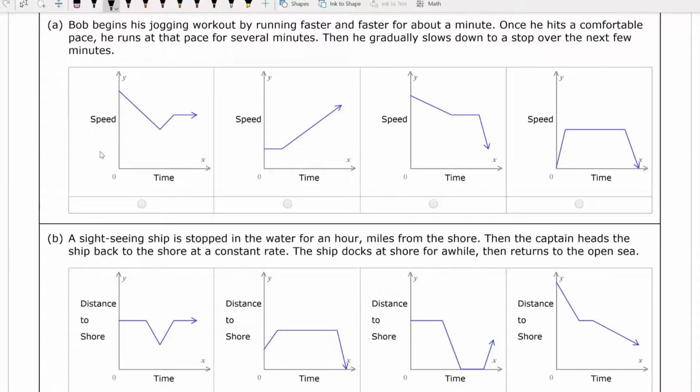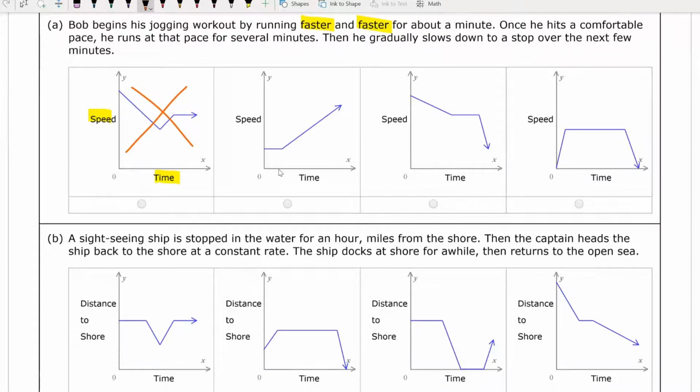Alright, so which one represents that he runs really fast from the beginning, then keeps the same pace, and then slows down? First, when you look at the graph, look at the x-axis and y-axis to see what the graph represents, what the correlation is between x and y. So this is about time and speed. For the first graph, as time goes by the speed is decreasing, the speed is going down. But at first they say that he ran faster and faster, so he goes really fast from the beginning. So the first one is already wrong because the speed is decreasing.